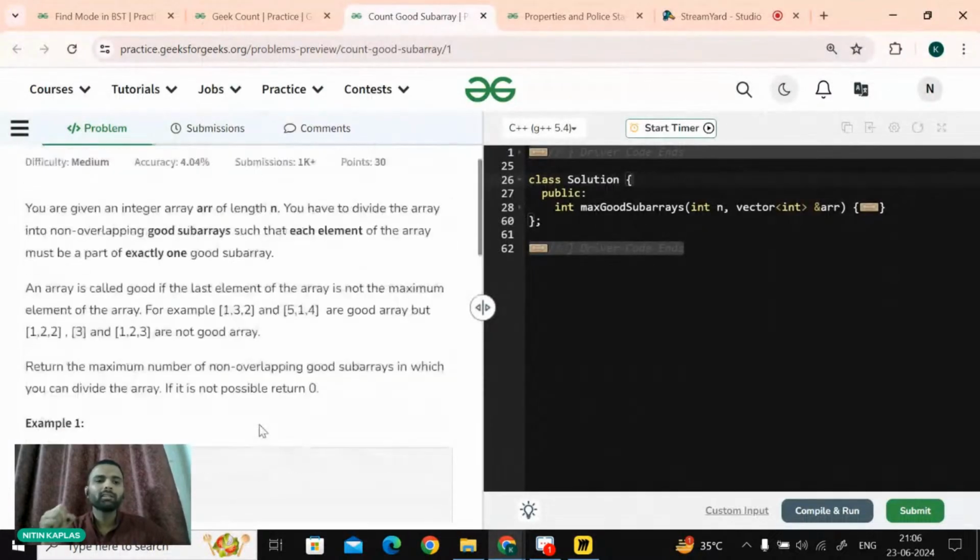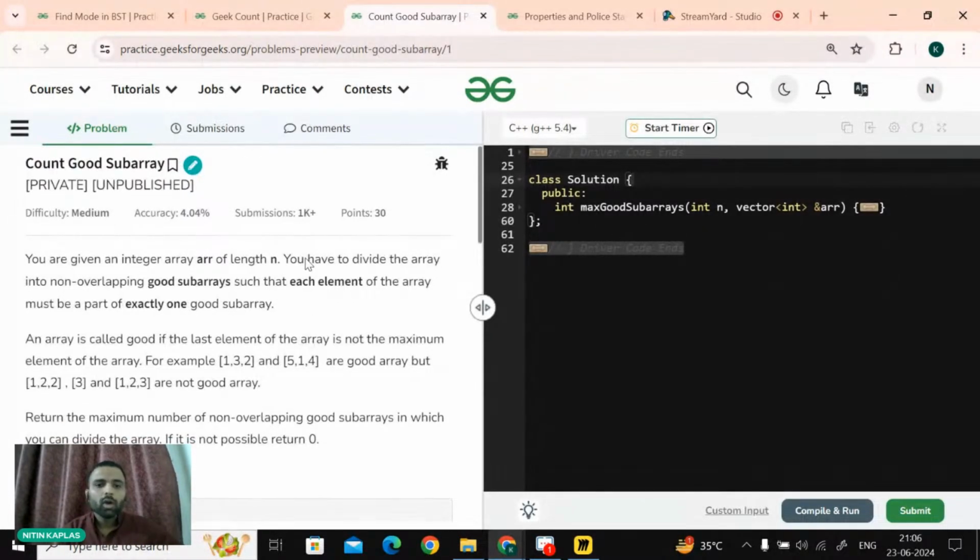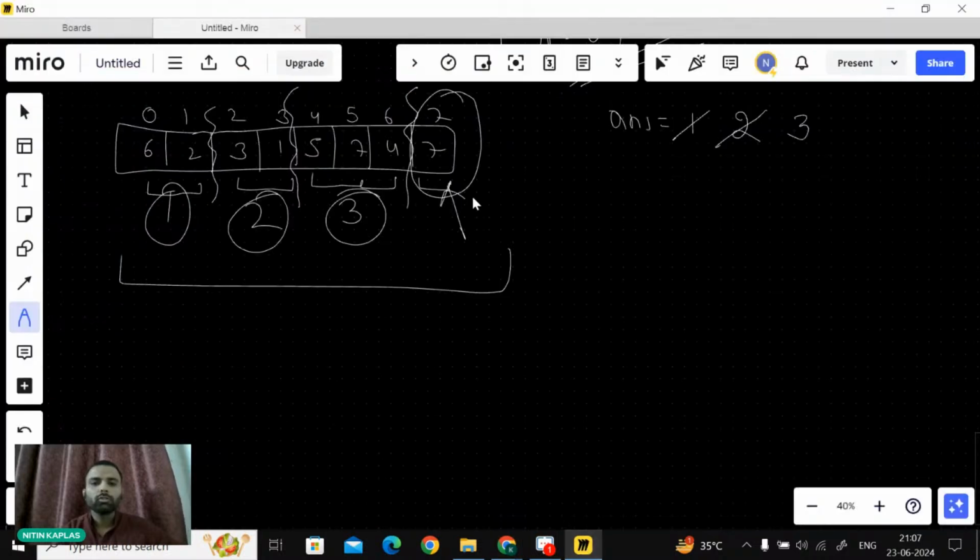Why? Because if you read that line carefully, you have to divide the array into non-overlapping good subarrays such that, and here the highlighting part is, each element of the array must be a part of exactly one good subarray, right? Please focus on that. I hope many of you are not able to solve that question just because of this line. Each element must be part of exactly one, meaning that particular element which is left, 7, we have to shift into any other good subarray, but we are not able to do that.